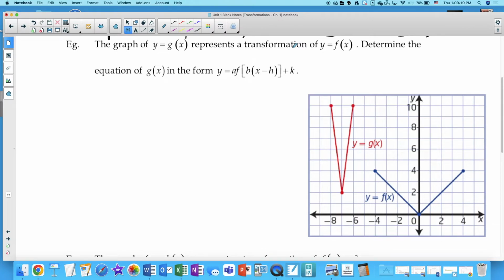So let's start. Maybe there have been some stretches. This looks like it's taller and more narrow than the original. So I'm going to compare the heights and the widths first. If I look at the original y equals f of x, the height is 3. And here, it is... oh, I can't count.